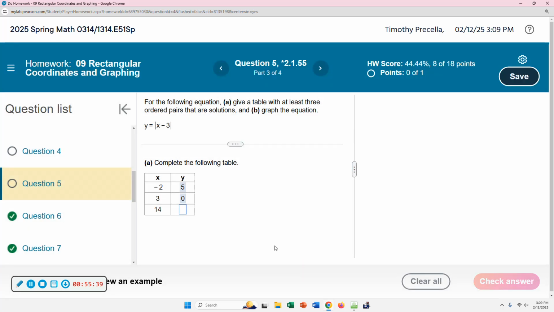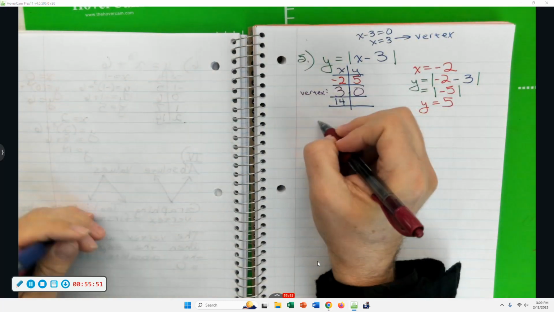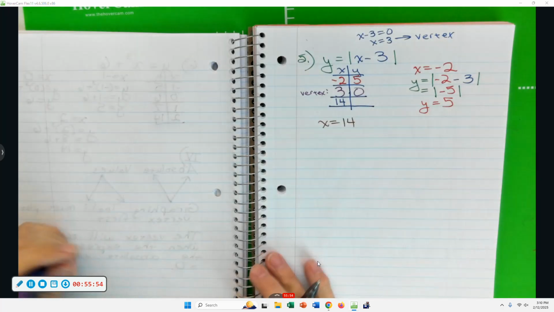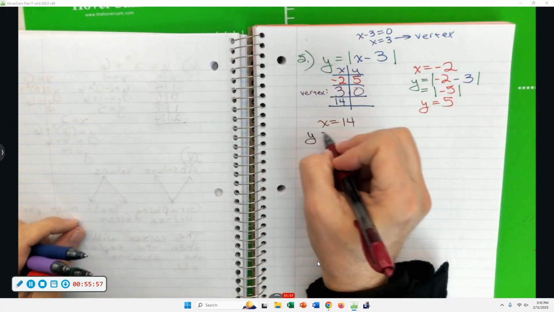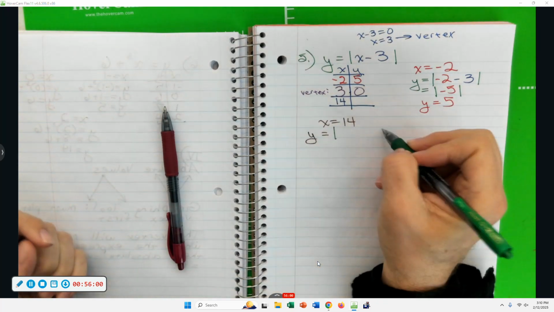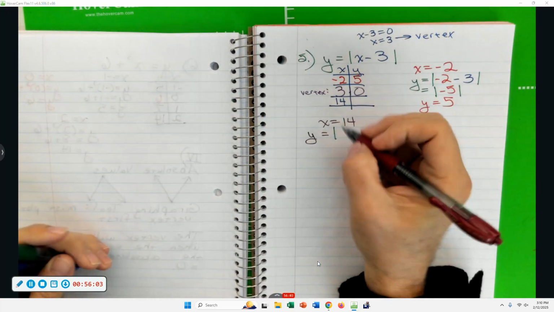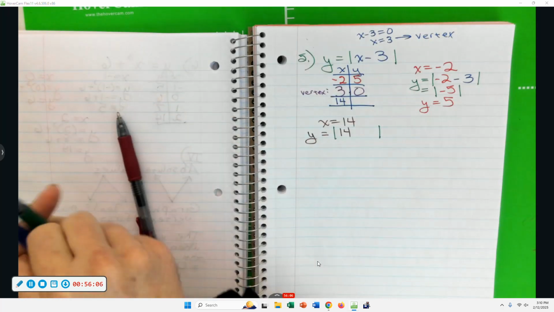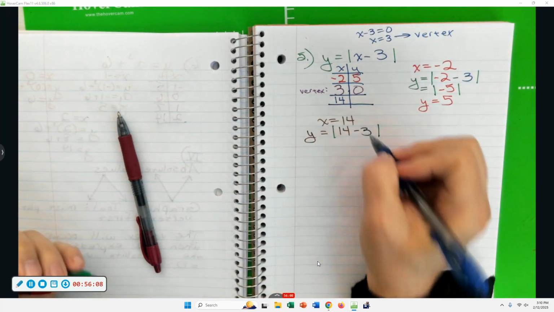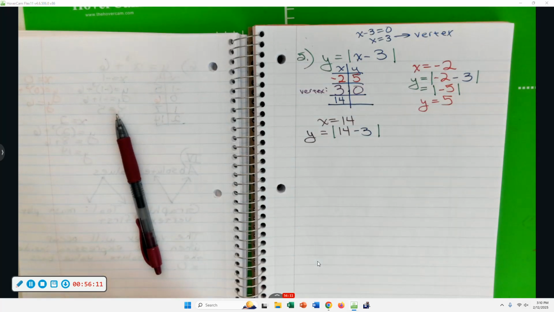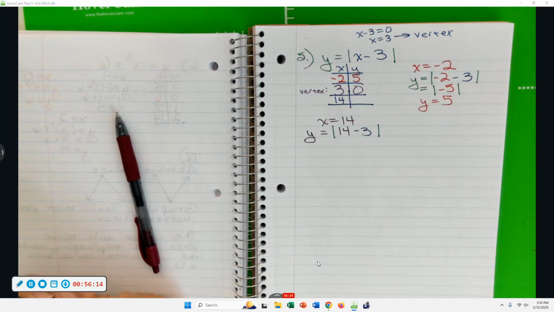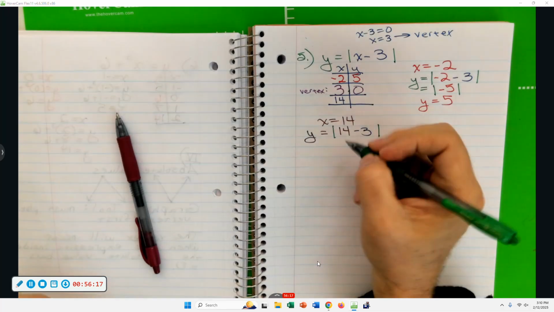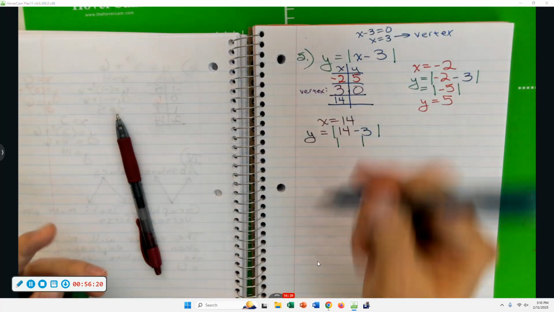Now the third point, they want us to plug in 14 for x. I'm not sure why they chose 14, but okay, ours is not the question why. We're plugging in 14 for x. So we have y equals the absolute value of 14 minus 3. What's 14 minus 3? Not hard. 11. So we need the absolute value of 11.